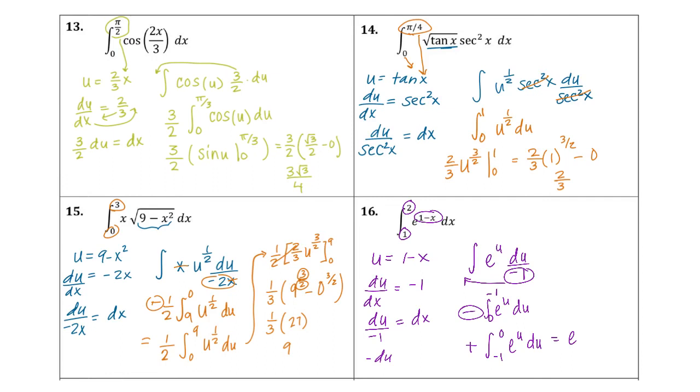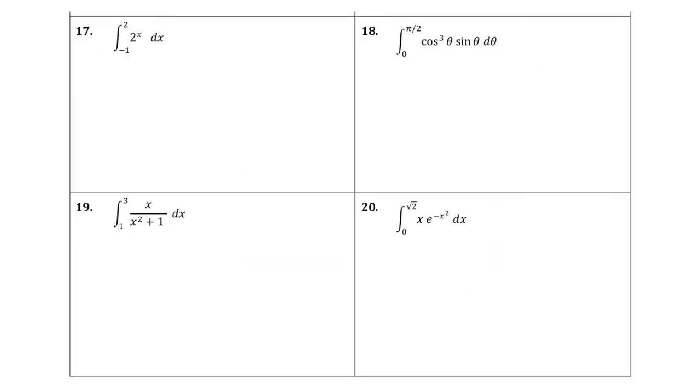So we're going to have e to the u evaluated from -1 to 0. And so we're going to end up with e to the 0 minus e to the -1. So we're going to have 1 minus 1 over e. All right, let's move on to our next problems.